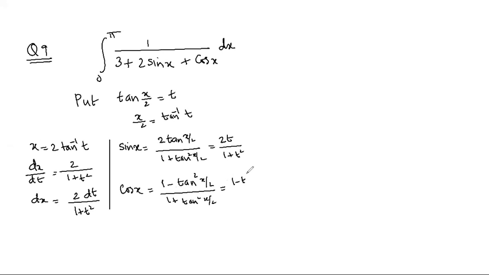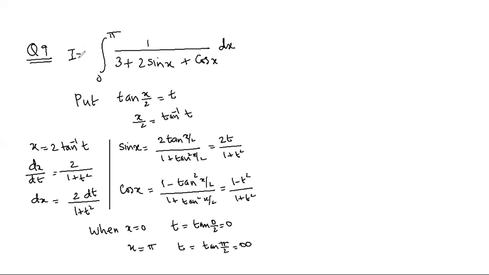So cos x will be replaced by (1 minus t square) upon 1 plus t square. What more do I have to do after this? I have to find the value of the limits, so change the limit. When x takes value 0, how much is t's value? Tan 0 by 2. When x takes value pi, what is t's value? Tan pi by 2, which is infinity. So your limit is 0 to infinity.